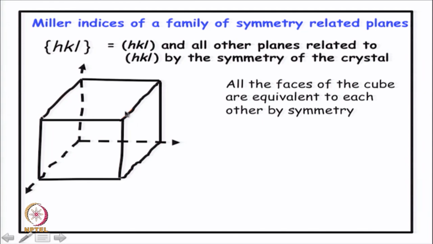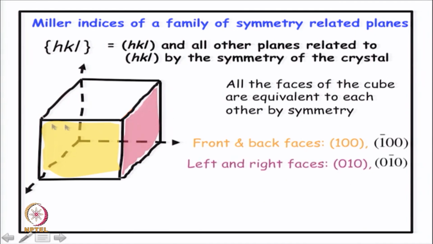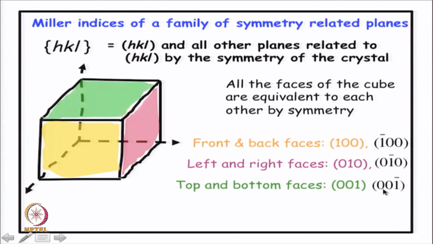So, for example, we know that by symmetry, if I have a cubic unit cell, all faces of the cube are equivalent. They are symmetry equivalent because there are symmetry operations of the cube which will take one face to the other. So, let us look at the front and back faces. We have 1 0 0 and bar 1 0 0. Then we have the left and right faces, 0 1 0 and 0 bar 1 0, and finally the top and bottom faces, 0 0 1 and 0 0 bar 1.